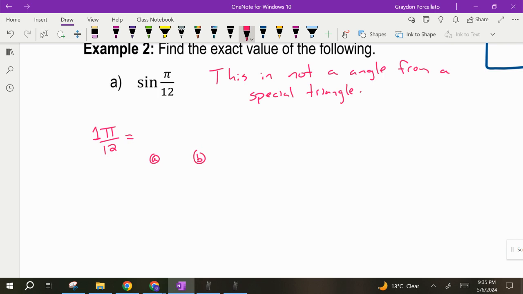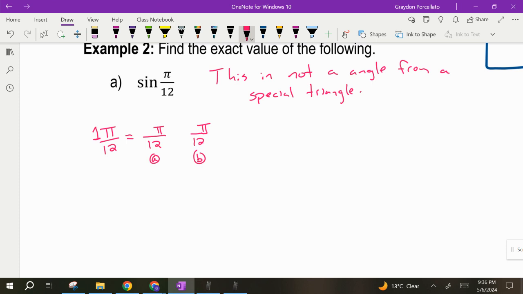So I'm going to try to figure out what two fractions over 12, if I add or subtract them, give me 1 pi over 12. Well, I know I'm going to have to do pi over 12, pi over 12. Here, our mental math comes in handy because we're working in reverse. We're trying to find two angles that add together or subtract to get us 1 pi over 12.